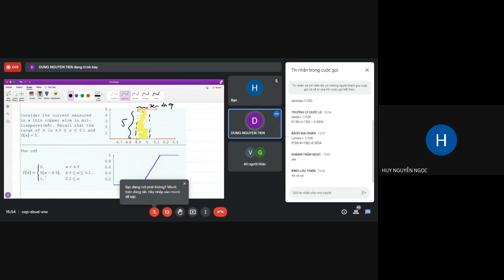And then for any x more than 5.1, the area of the whole rectangle is 1. So you get the function capital F. And if you draw the graph of the capital F, you get this function. And this is the cumulative distribution function of the random variable x. Okay, is that all clear?